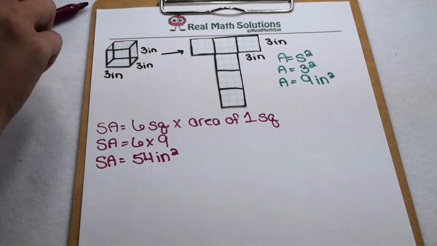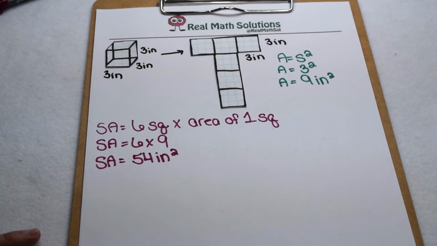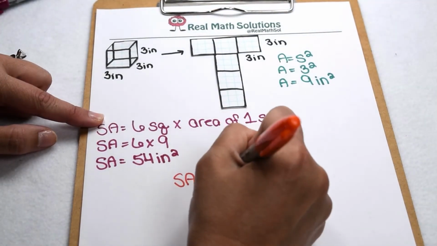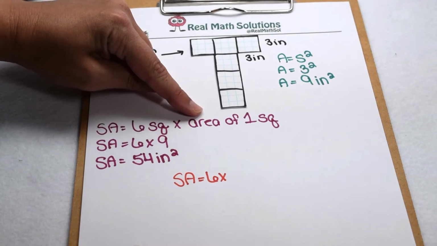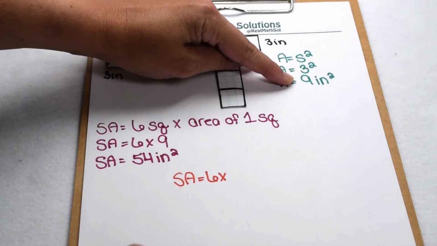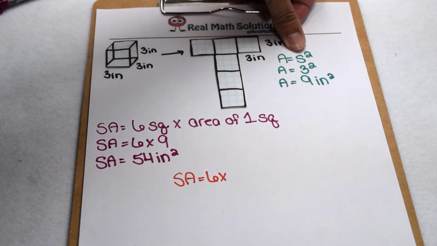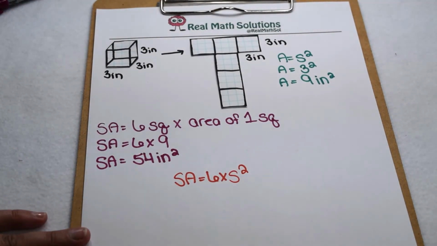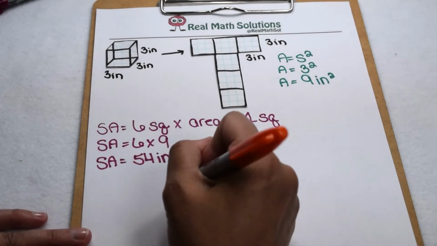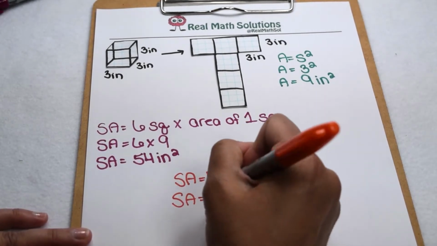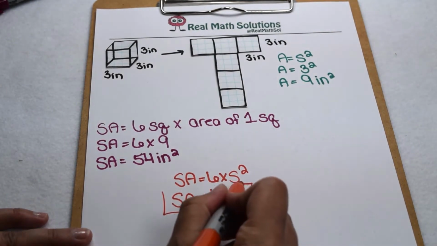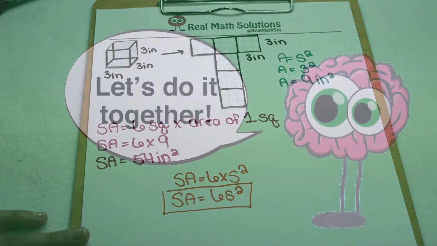Now let's take this and expand this out into an equation that we could use for other cubes. To find our surface area, we multiplied 6 times the area of 1 square. Well, our area of 1 square we found by doing side squared. So we're going to put that into our equation. So surface area is 6 times side squared. And we don't even need that multiplication symbol in between it. So we could even take it down to 6s squared is how we could find the surface area of any cube.